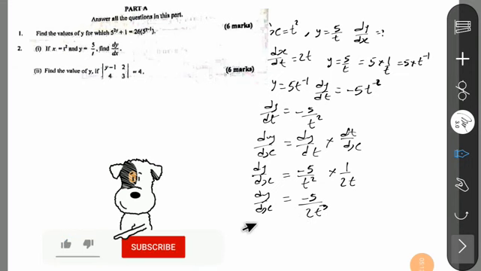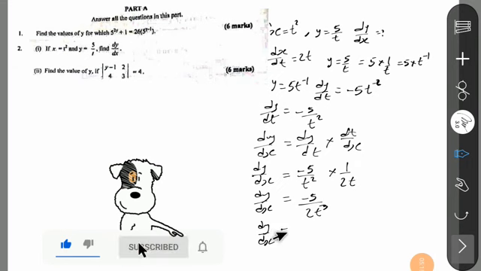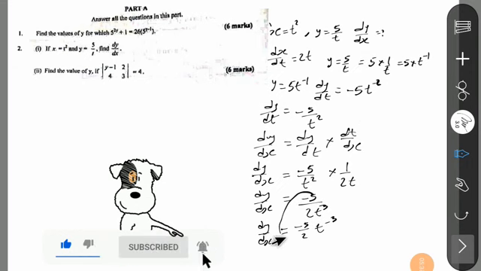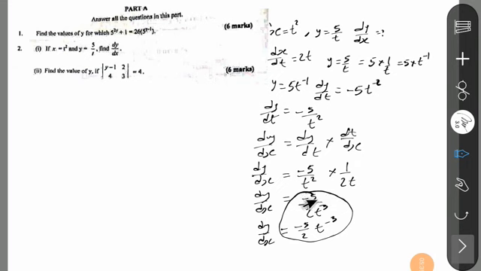Or you do it like this: our dy/ds is equal to minus 5 over 2 times t raised to the power of minus 3. If you take the t to this side, it gives us minus 3 as the power. The same method applies in this place. So the answer to this question is either the first one here or the second one here as the solution.